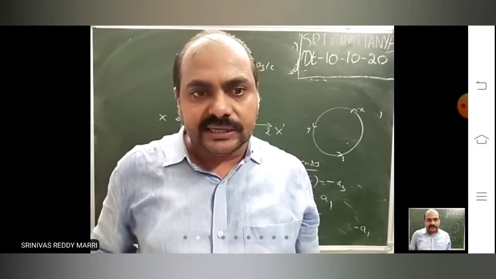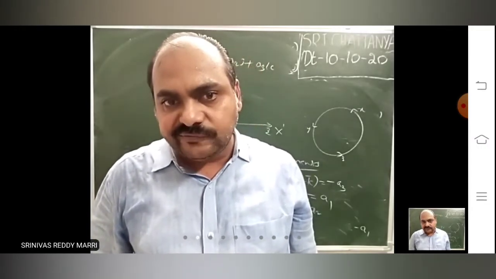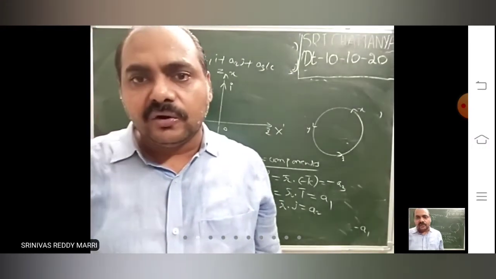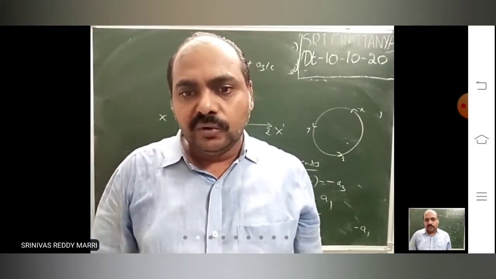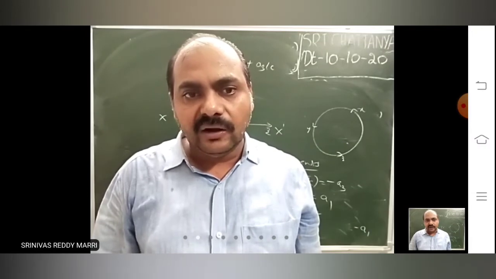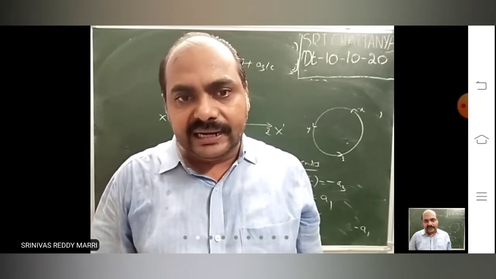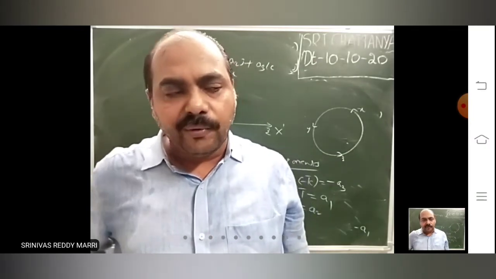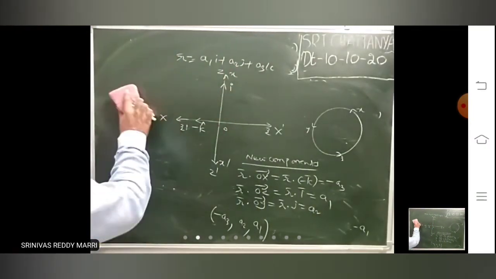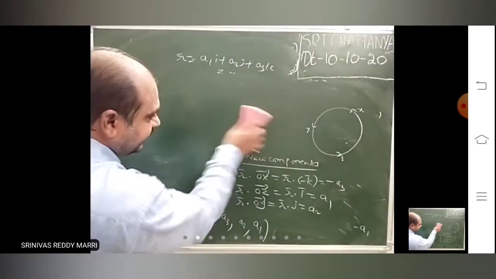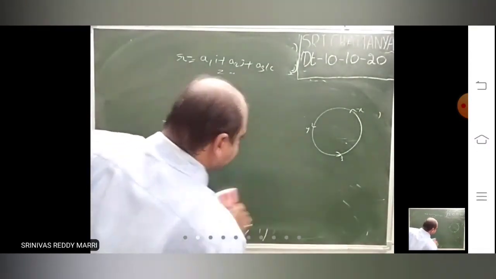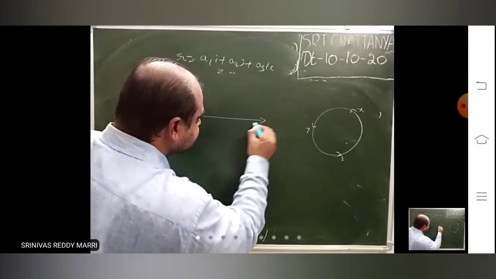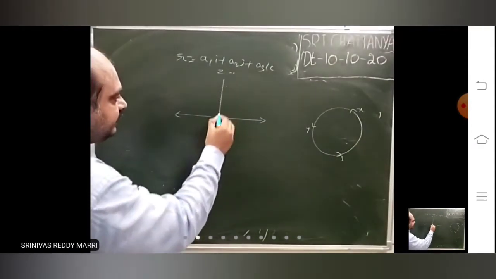Keeping x-axis fixed, axes are rotated through 90 degrees in anti-clockwise direction. Find new components. So again you draw the diagram. X-axis is fixed. Now Y to Z anti-clockwise direction.